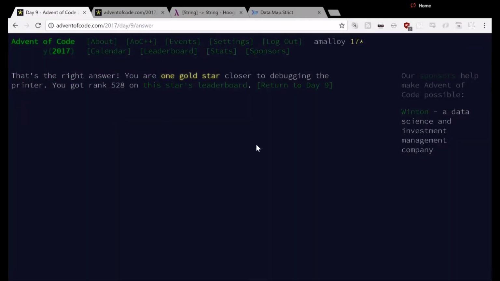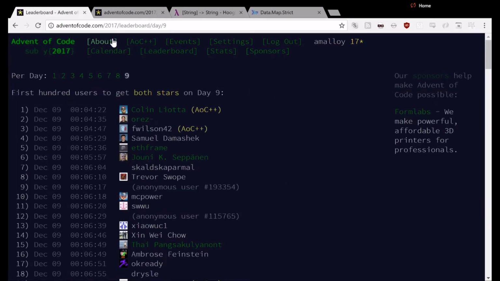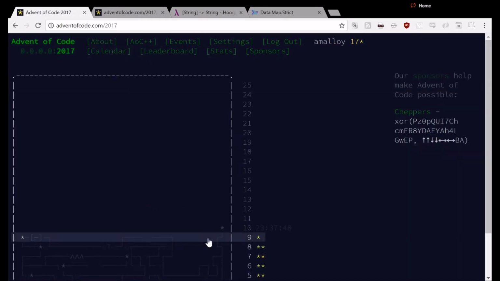Rank 528 for that star. So clearly, as I said, I wasn't expecting to make the top 100. But I'm kind of bummed that I wasted all that time on my input being wrong, and I don't understand how that happened. No, I don't want to look at my leaderboard. I want to look at part 2.